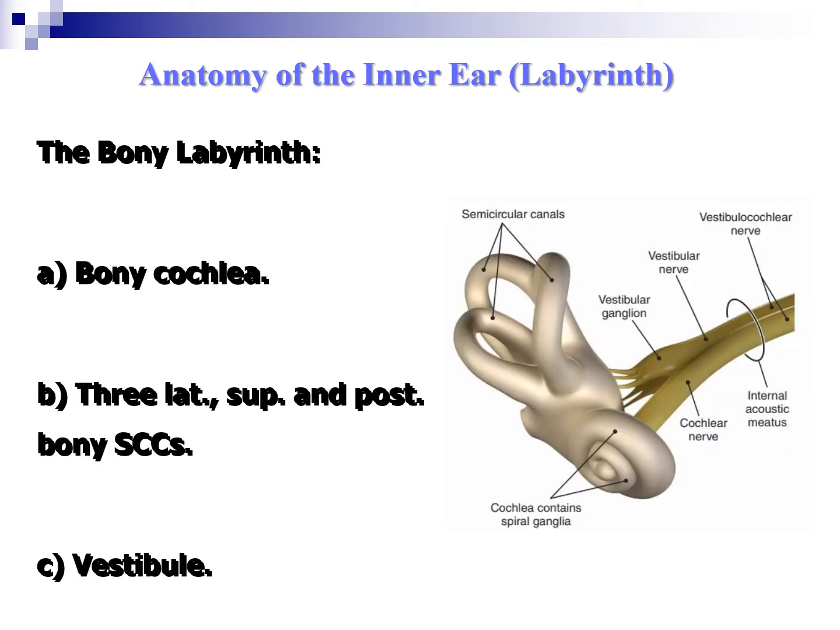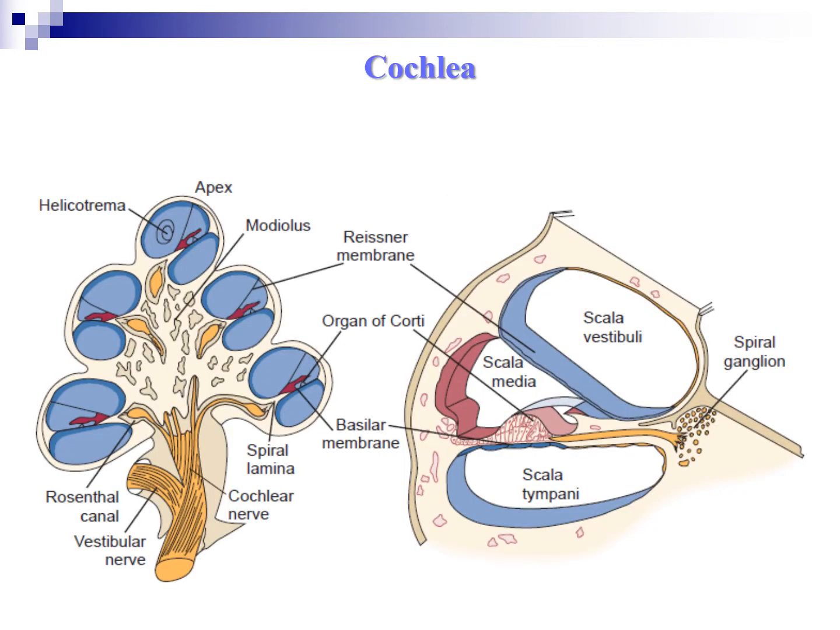The bony labyrinth is composed of the bony cochlea, which is a coiled canal of 2.5 turns, which normally contains the cochlear duct and the sensory end organ for hearing, and the three semicircular canals, lateral, posterior, and superior, which contain the three membranous semicircular canals, and the bony vestibule, which contains the utricle and saccule.